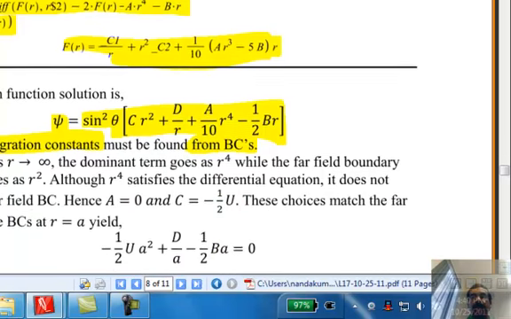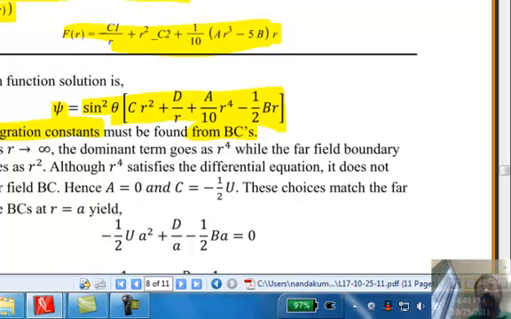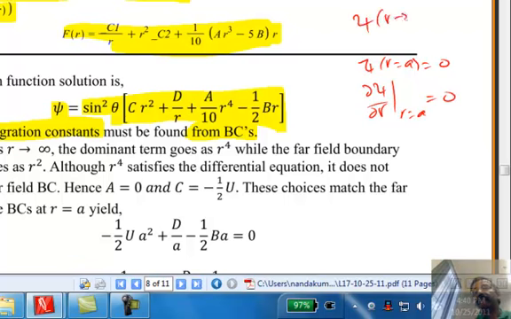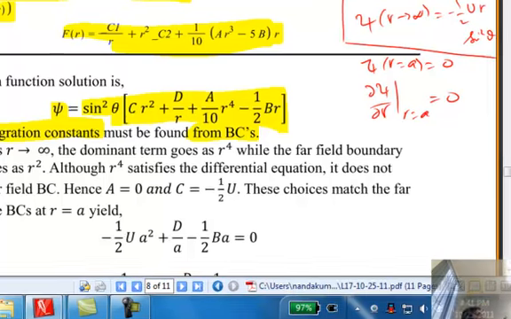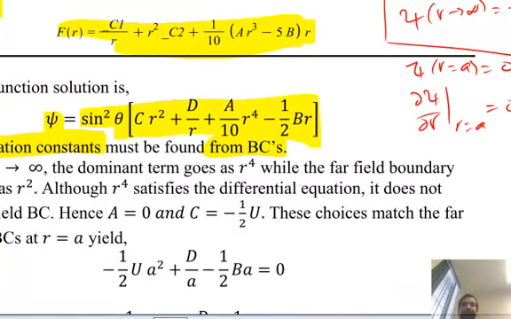So here you have to be a little bit cautious in evaluating because we have only 3 boundary conditions. What are the boundary conditions? Psi at r equal to a is 0. d psi/dr at r equal to a is 0. And then the other one is psi as r goes to infinity is minus 1/2 U r squared sine squared theta. Okay, we have only 3 conditions, but we have 4 constants we need to evaluate.